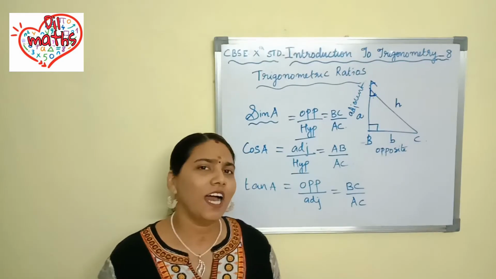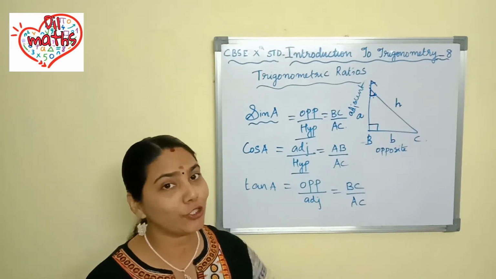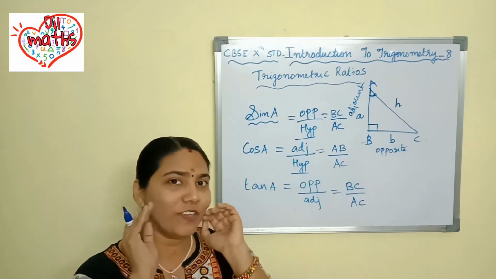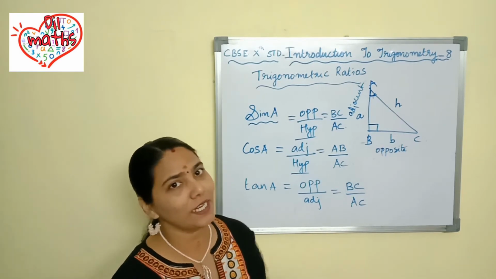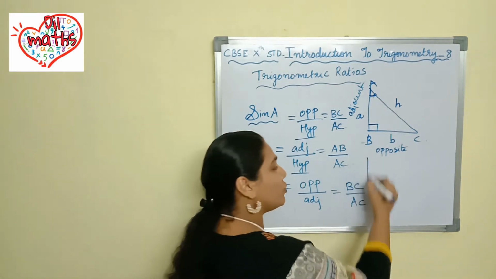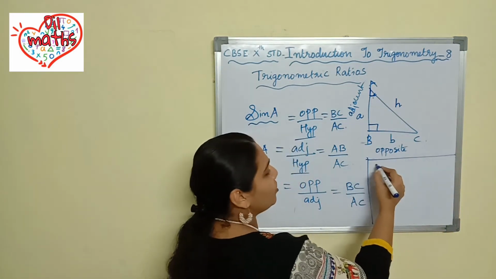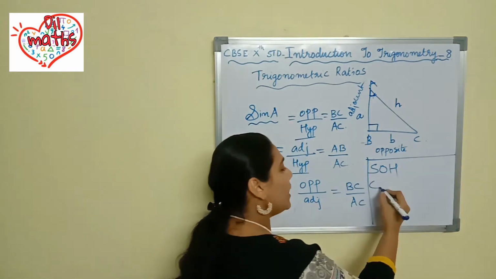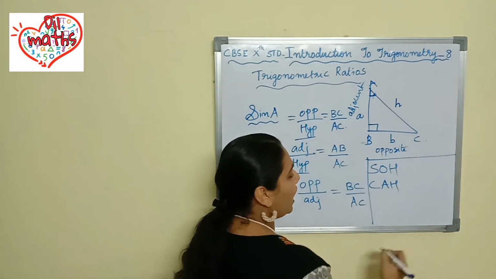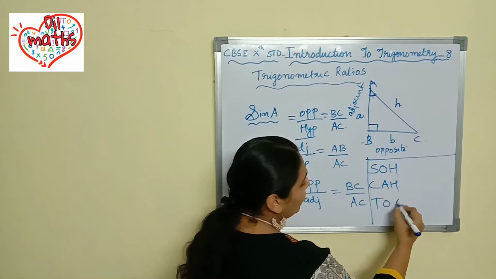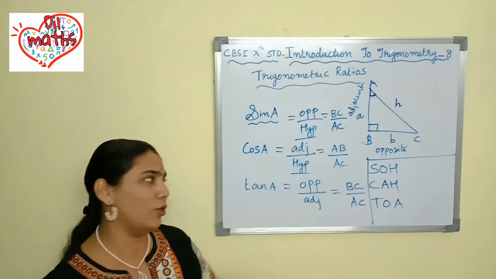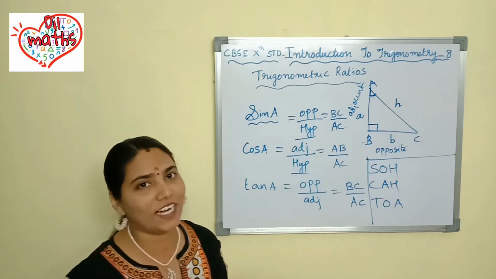Okay. So I will give you a memory trick to remember these trigonometric ratios. I know that definitely you will never forget by using this memory trick. What we are going to write here is SOH, CAH, TOA. So-ka-ta. What is this So-ka-ta?